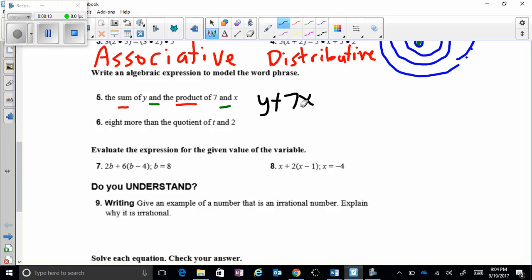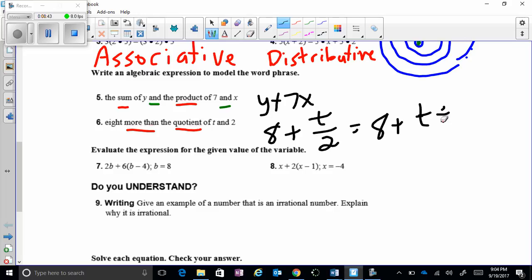All right, so 8 more than. So 8 more than is another word for addition. Quotient is division. So 8 more than the quotient of t and 2. Okay, so I would write it like that. If you choose to use the division symbol, you can do that as well, because order of operations would tell us that we would have to divide by 2 first anyway, and then add 8. So that would be okay. But the first one's the most common way of solving that.